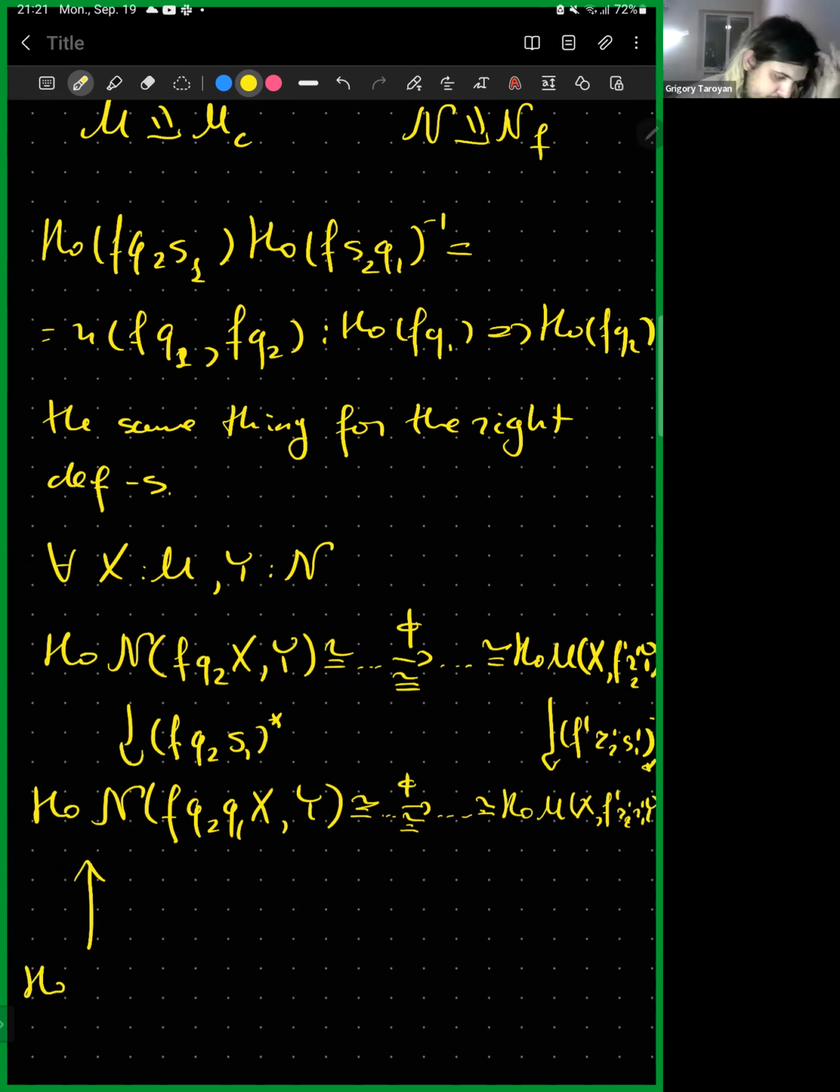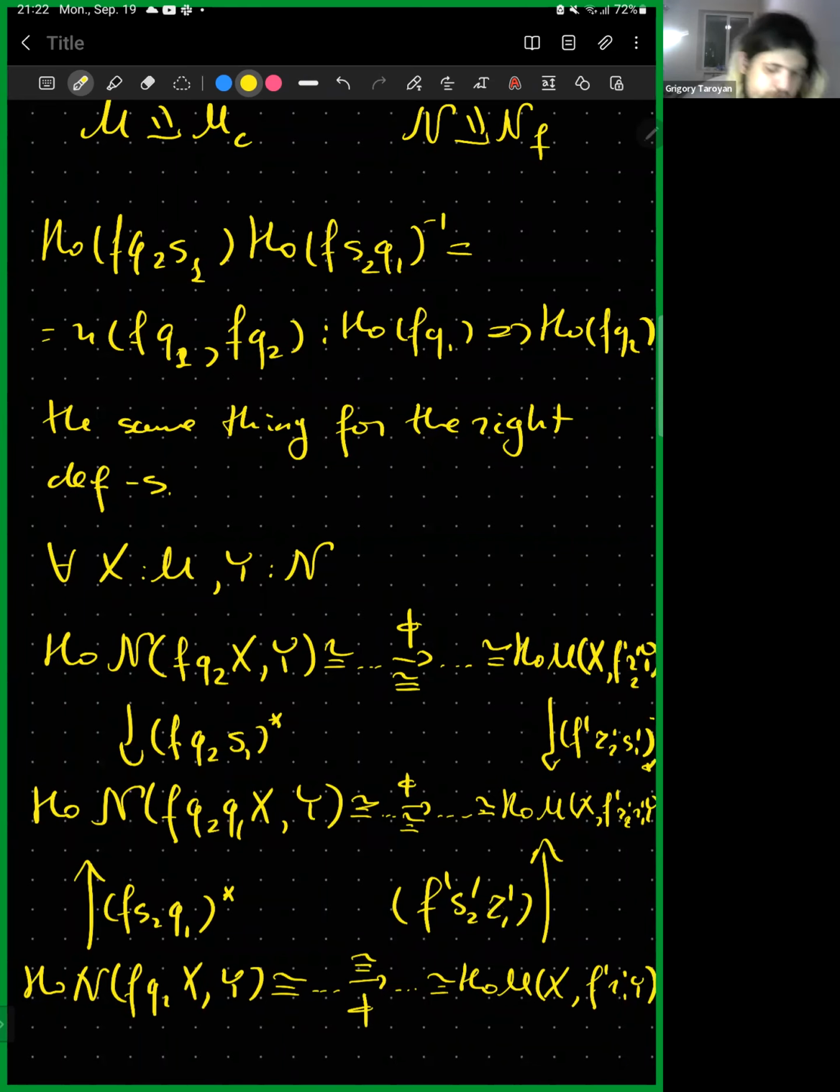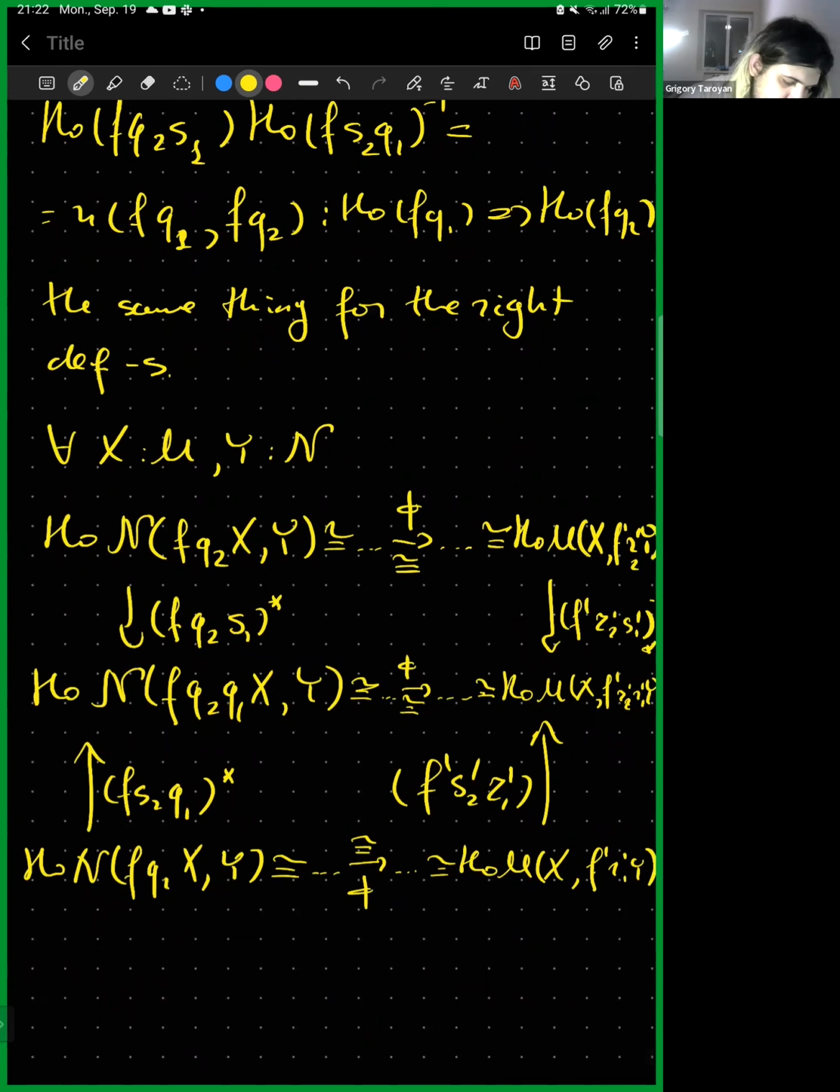Here the arrows are in the opposite direction. So the main idea here is that for any two deformations, we can find a sort of common refinement, which then affords us the required isomorphisms. So this is more or less what we wanted.